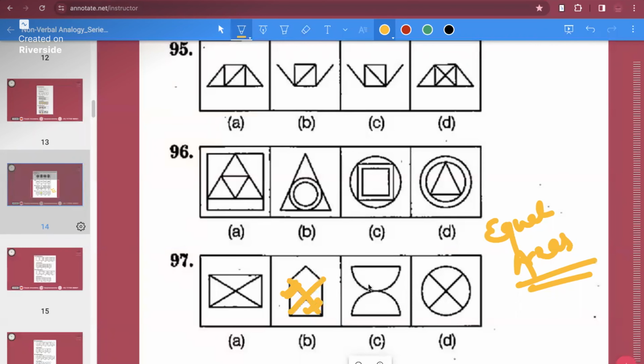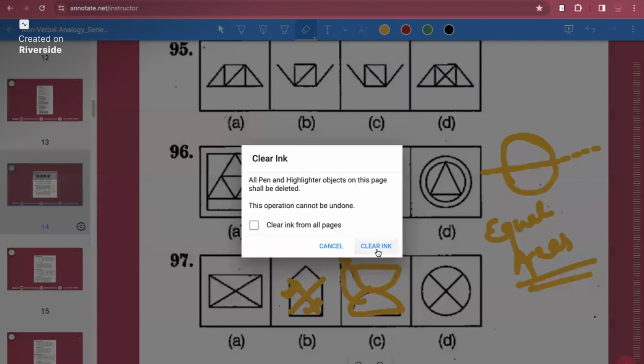Okay. Even though this figure C seems to be disjointed, these two separate figures, if we just take this semicircle and keep it above over here, let's imagine it as a semicircle. Will it be a complete circle? And this basic line, is it dividing it into two equal areas? Guys, this is the logic behind this question.